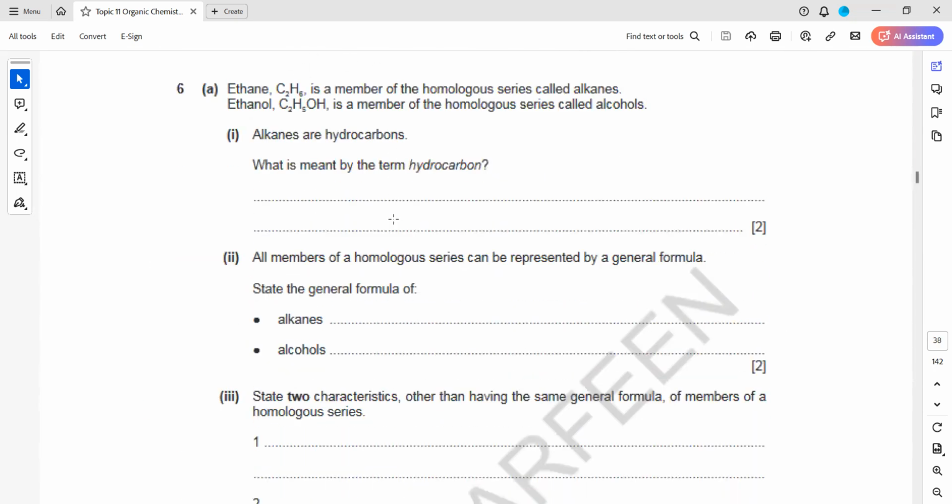In this question, ethane is a member of a homologous series called alkanes. Ethanol is a member of a homologous series called alcohols. Alkanes are hydrocarbons. What is meant by the term hydrocarbon? A compound which contains carbon and hydrogen only, and one mark for mentioning only.